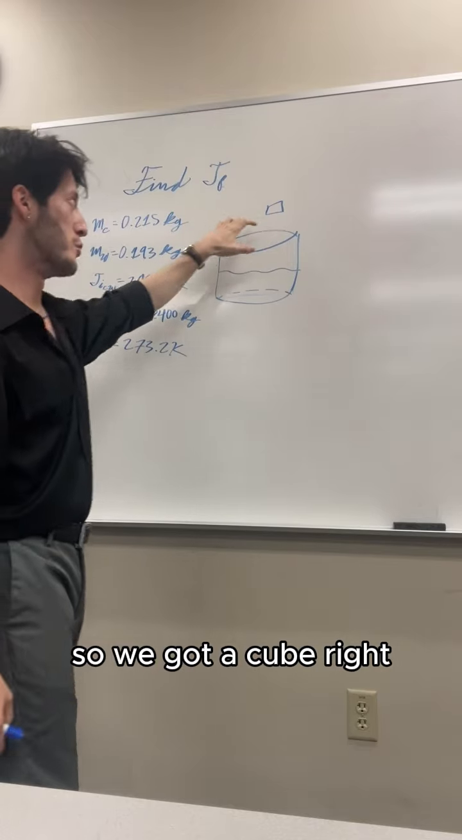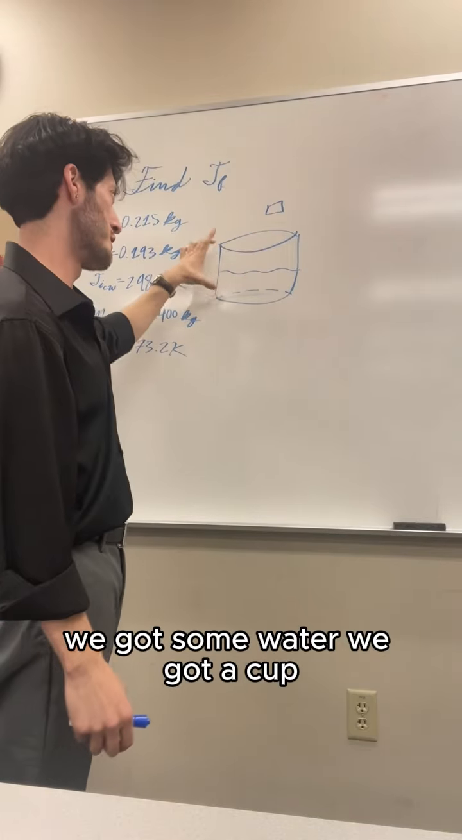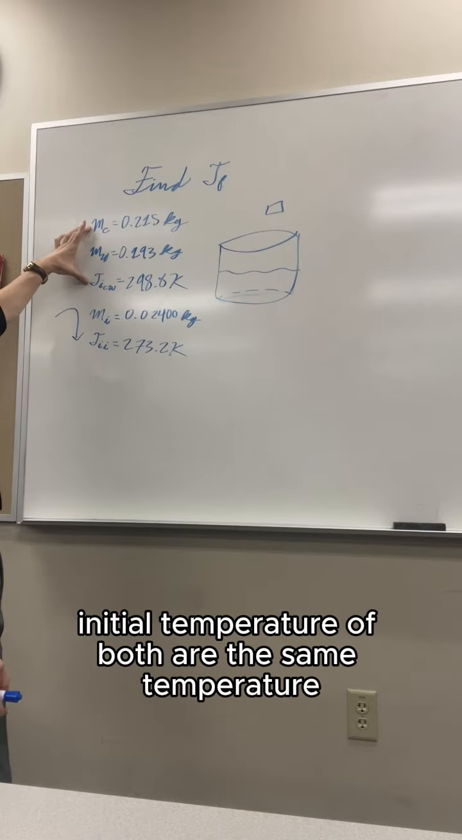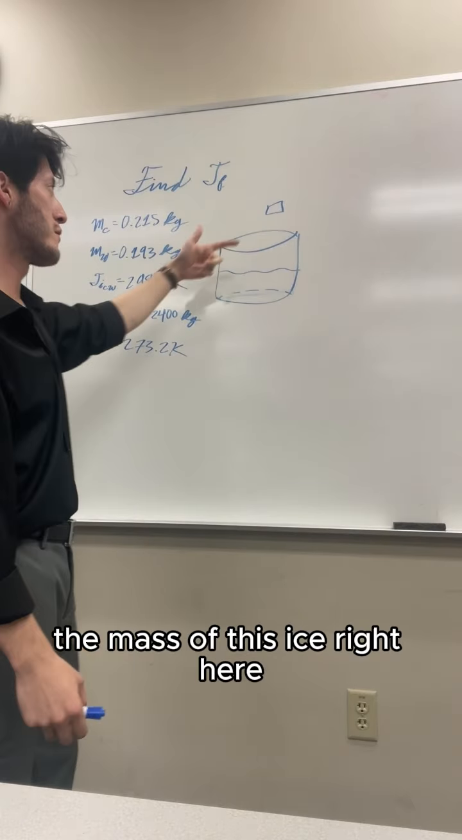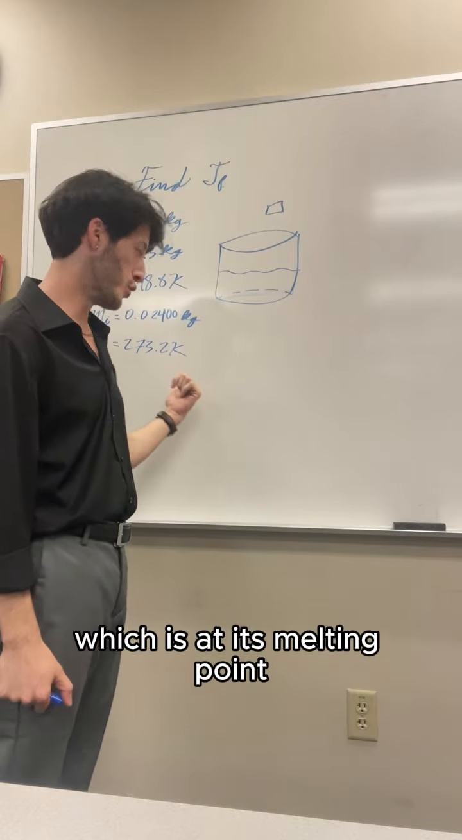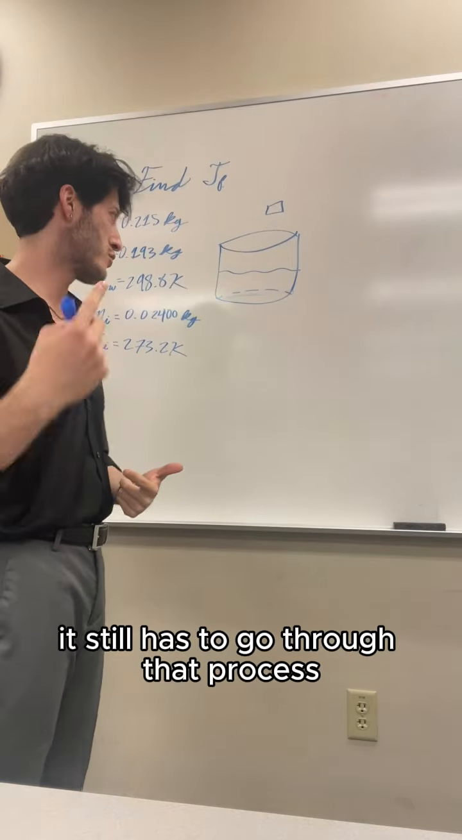So we've got a cube, right? We've got some water, we've got a cup. Here are the masses of the cube and the water, and the initial temperature of both, and they're at the same temperature. Then the mass of this ice right here, and its initial temperature, which is at its melting point, but it hasn't started melting yet. It still has to go through that process.